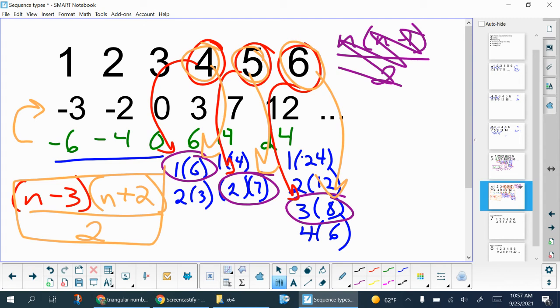Go ahead and check that. If I plug in 6, 6 minus 3 is 3, 6 plus 2 is 8, so 3 times 8 is 24, divided by 2 definitely gives me 12. That's looking like my rule.